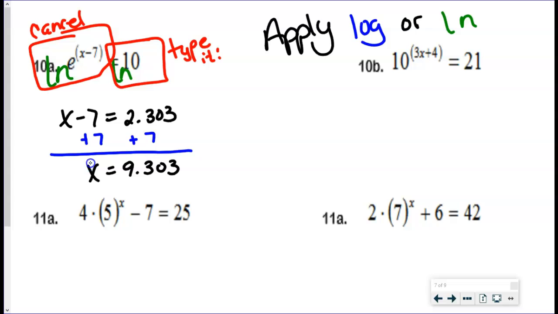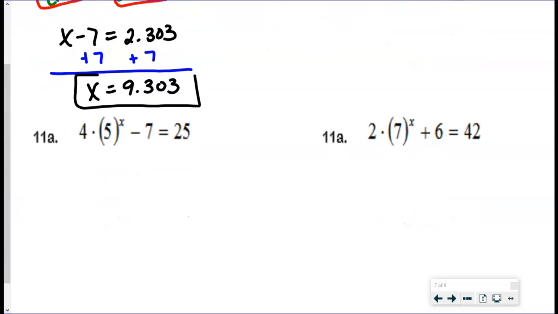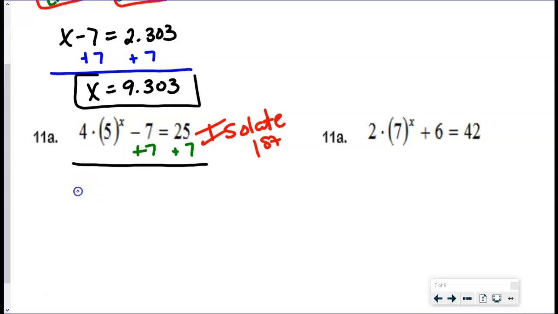And you shouldn't be getting real pretty answers on these next few. They should be kind of gross. All right, when I look at number 11, we are going to apply a logarithm, but not yet. I need to isolate first. So what I mean by that is this 5 to the x power has to be isolated, and you can trust your instincts here, guys. You're going to add 7 to both sides, and maybe you're not sure why, you just feel like you need to, and you do. And then we're going to have one more step of isolation.